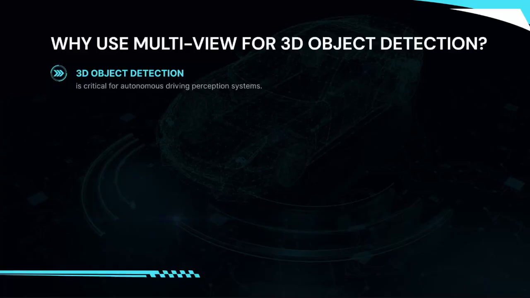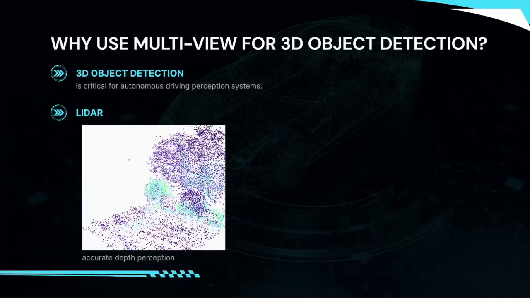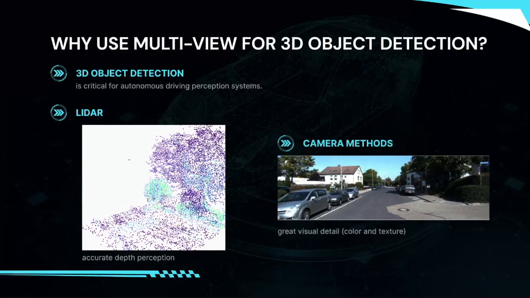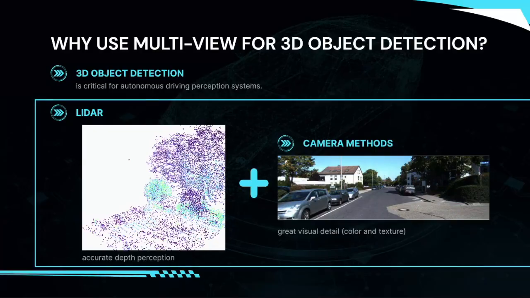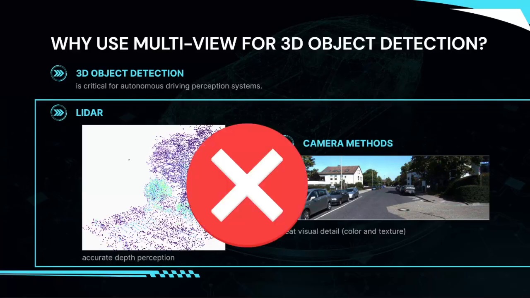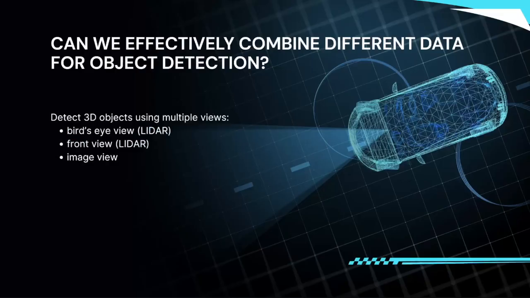For a self-driving car to navigate, it needs to know more than just a flat box around the car on a screen. It needs to know exactly where that car is in 3D space. The challenge is that different sensors give different types of information. For example, LiDAR gives accurate depth but less semantic detail, while cameras give rich visual details for segmentation, but poor depth. Existing methods try to fuse these modalities for 3D tasks, but they often struggle or fail. So how do we combine this data effectively for object detection?